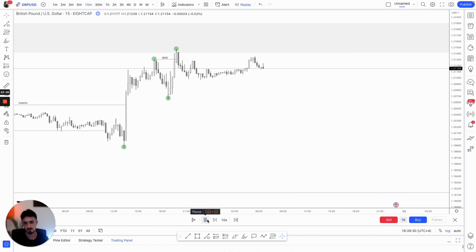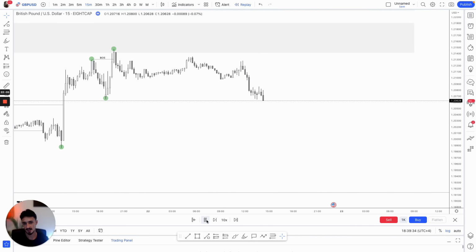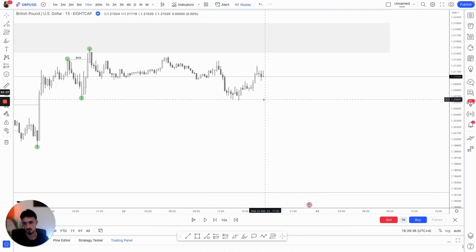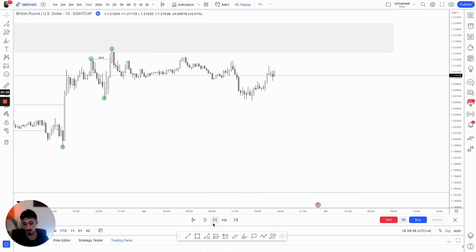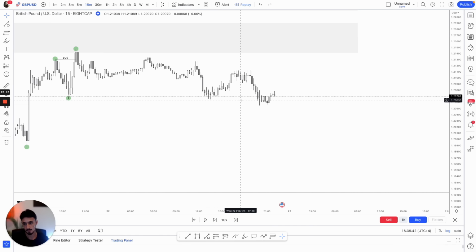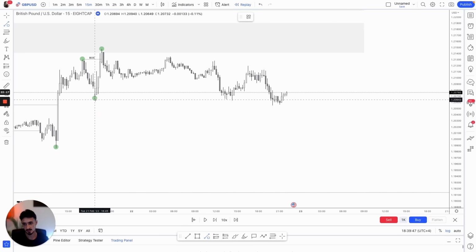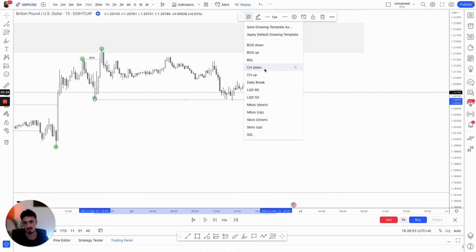Let's speed things up. So price begins to start pulling back, and then we have only a liquidation of the lows, so it's not a break. We must have a break and a close. And finally, we do have a change of character. Change of character to the downside, out of an area of key supply. So we have a change of character to the downside.